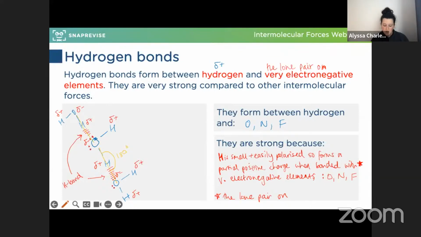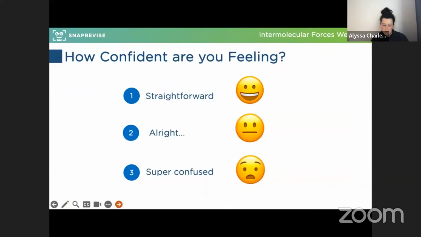If anyone's not happy, drop me a message, but also, can you have a think, how confident are you feeling about those 3 different types of intermolecular force? Are you feeling confident? That was fairly straightforward, I'm quite happy with that. 2 or a face means that was okay, I'm probably going to need to check up on some of my keywords maybe, and maybe do a couple of exam questions. Or 3 or is, oh my gosh, that was horrible.